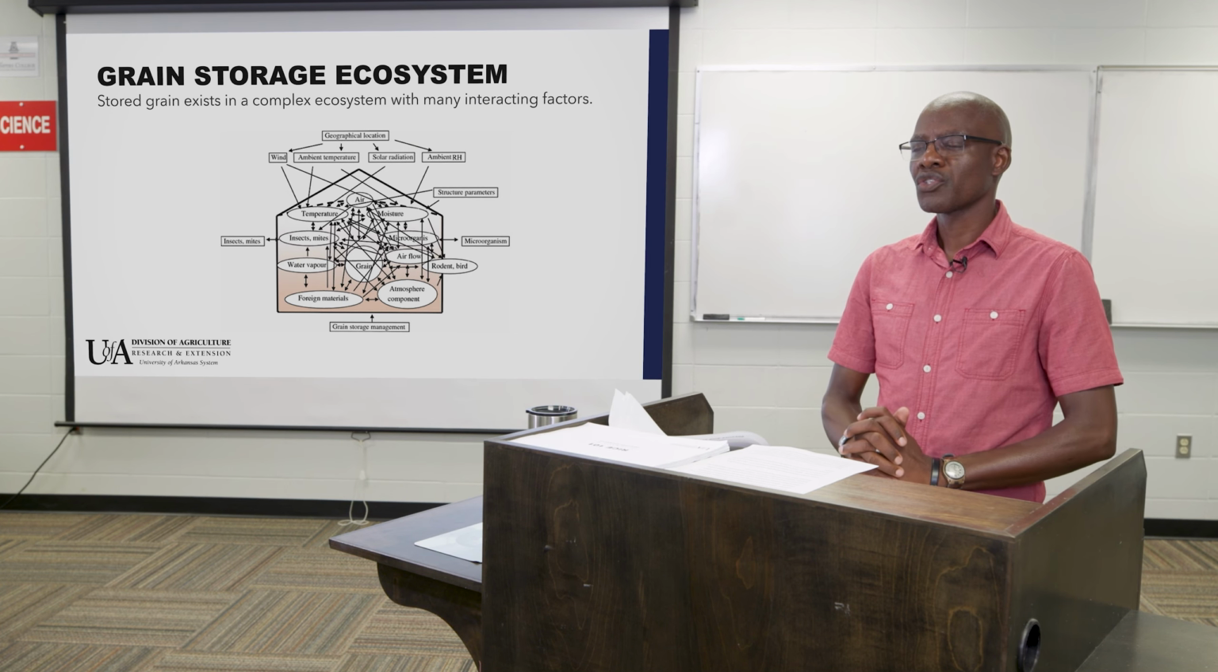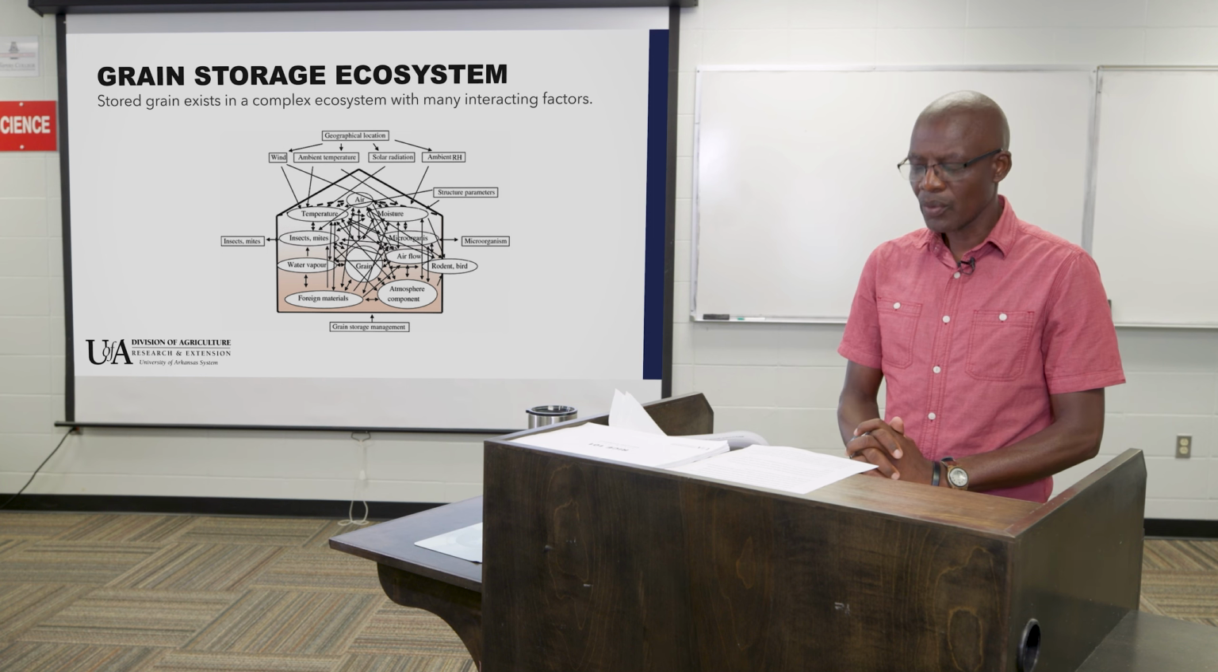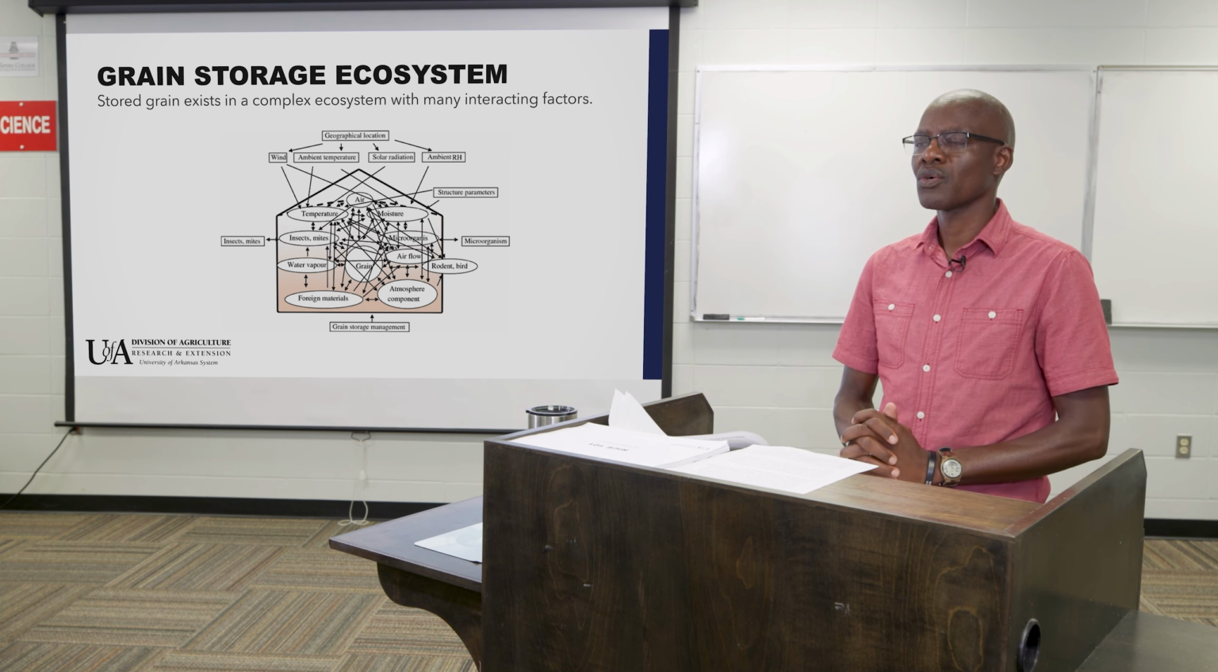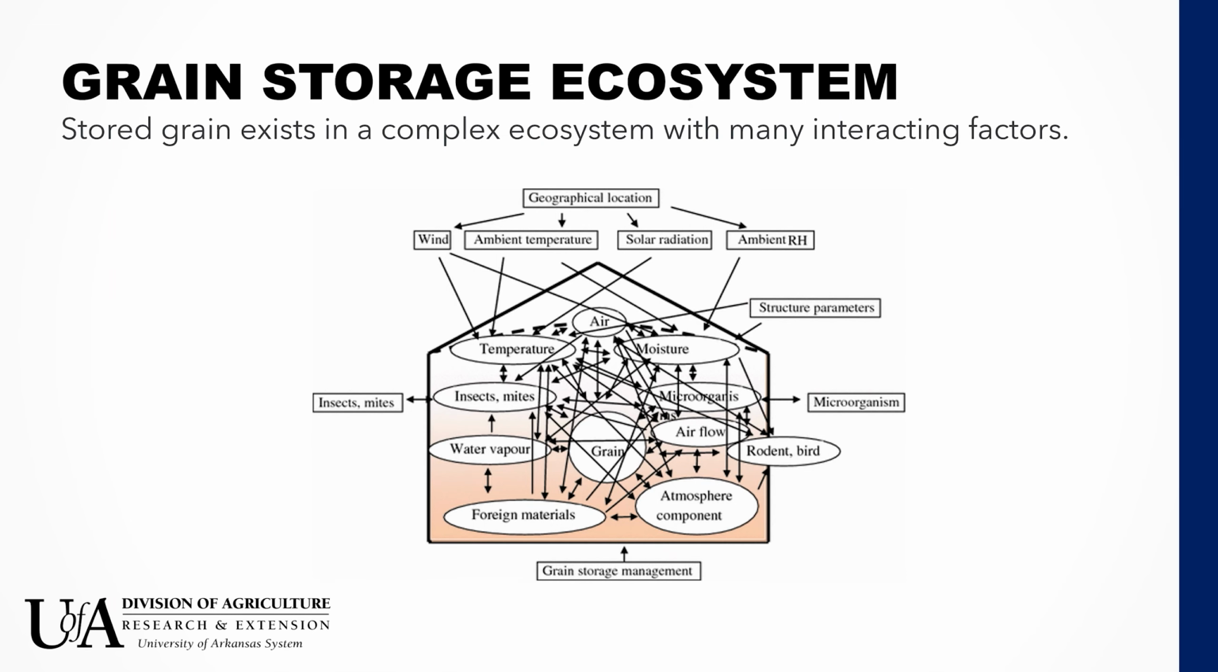The grain storage ecosystem is a very, very complicated system, and we want to look at some of the parameters or some of the factors that are included in this ecosystem. Very important are some overarching factors that we may not have much control about, and those are factors that are related with the geographical location of where the grain is being stored. Those factors include things like the wind, the ambient air temperature, the solar radiation, the ambient relative humidity.